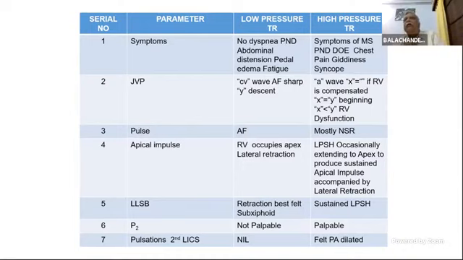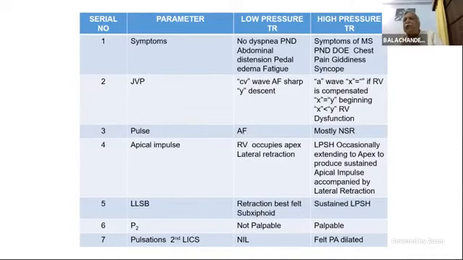The JVP shows a CV wave, although it's a little difficult to differentiate based on the JVP, but A wave, if it is prominent, it's likely that we are dealing with pulmonary artery hypertension. The pulse may show atrial fibrillation, whereas in high pressure, it's likely to be normal sinus rhythm.